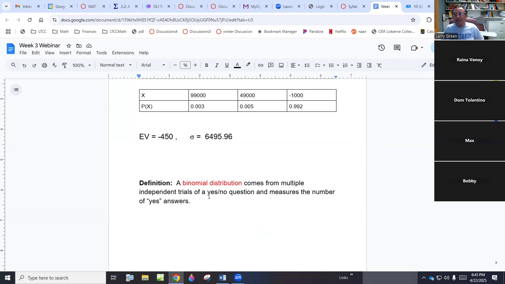There are many, many times you'll hear survey questions where they're yes, no questions. Okay, you only have two choices, yes or no. So a binomial distribution comes from multiple independent trials of a yes, no question and measures the number of yes answers. So let's suppose, for example, you were maybe working for the news and you wanted to find out whether or not people are happy about Trump's tariffs.